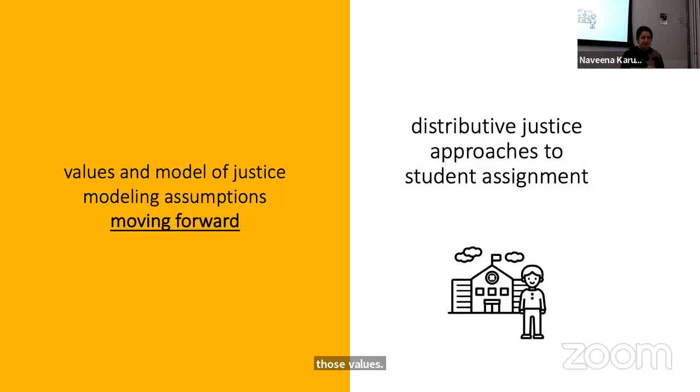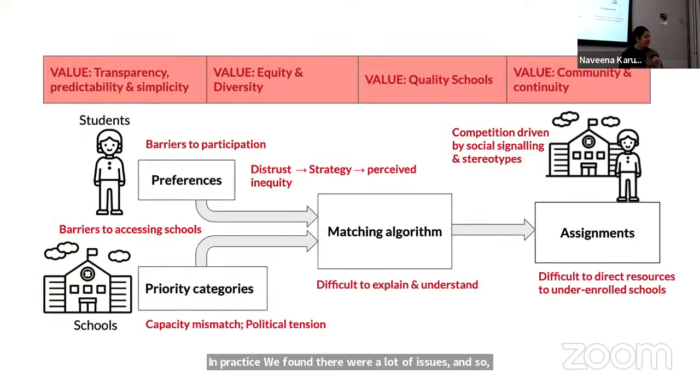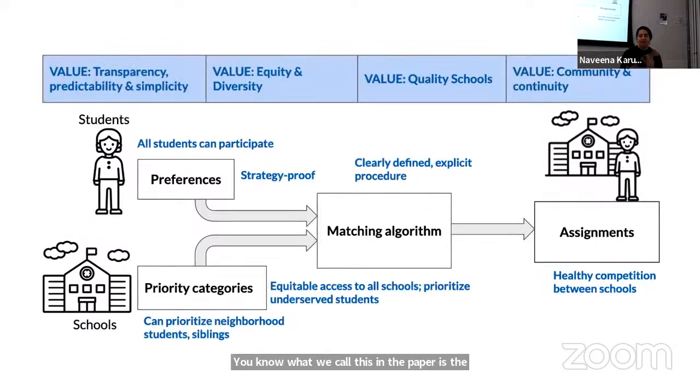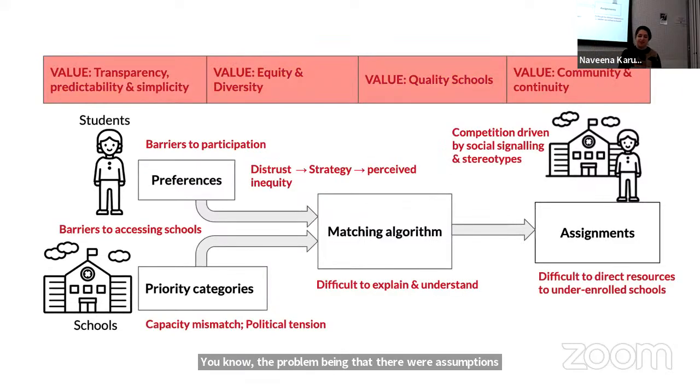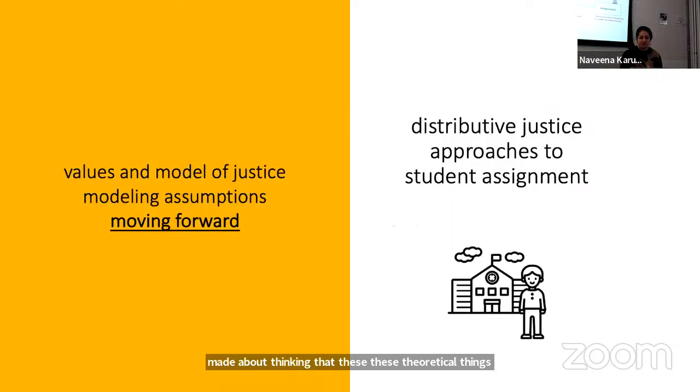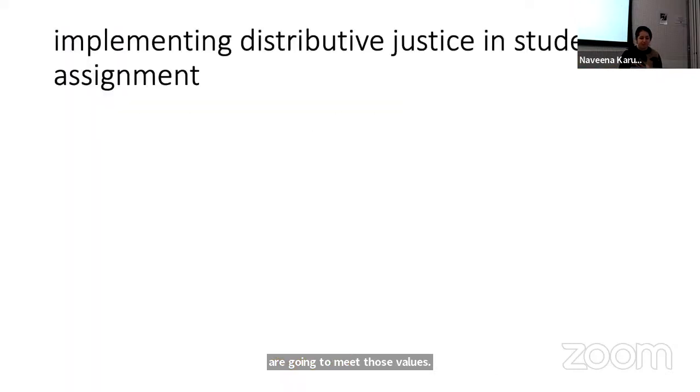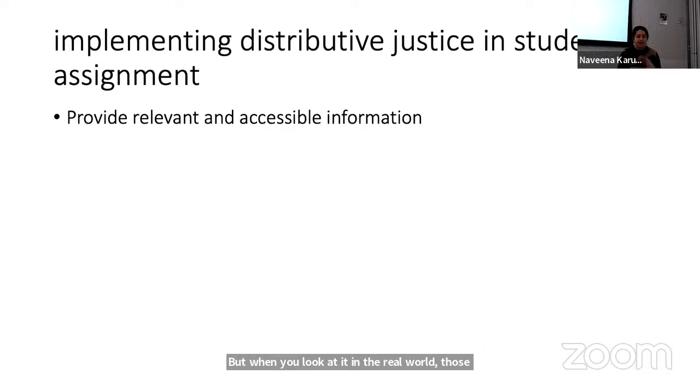And so moving forward, what we called this in the paper is the assumptions that were made: there were assumptions made about thinking that these theoretical things are going to meet those values, but when you look at it in the real world, those assumptions were not correct. So moving forward, we've been thinking a lot about what it actually looks like to implement distributive justice in student assignment. One of the main things that came out of our research was that providing relevant and accessible information was really important. This is also reflected a lot in the econ literature.